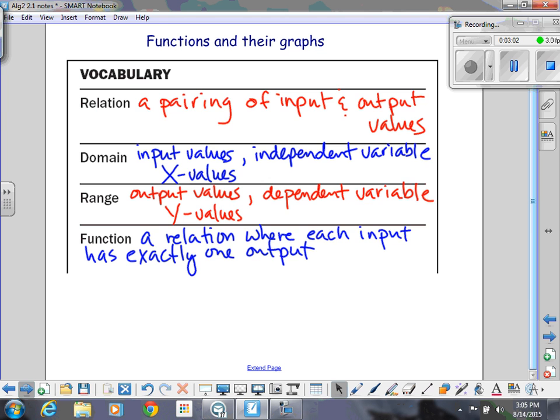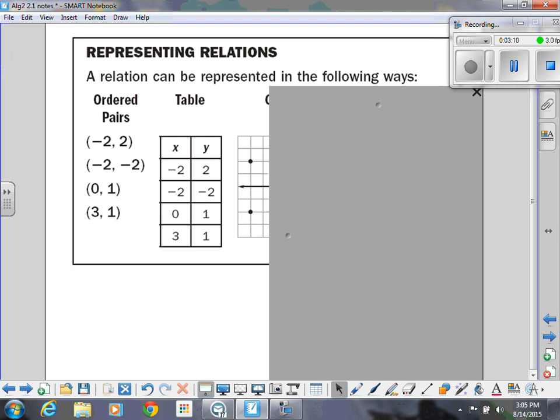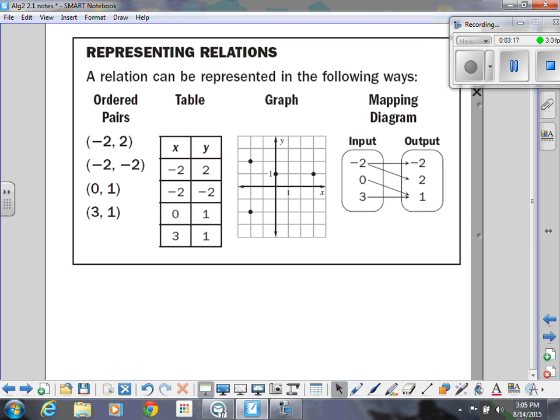So let's talk about now ways to represent relations. We can relate them with ordered pairs. We can do that with a table. We can do that with a graph or with a mapping diagram. Now, I know you guys are familiar with ordered pairs, tables, and graphs. The mapping might be a little bit different, but you've probably seen these in Algebra 1. What I want you to notice about all of these is that I have the input -2 has two different outputs. It has +2 and -2. So that makes this not a function.